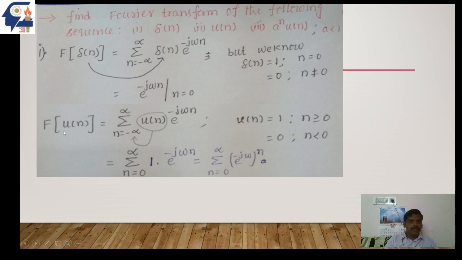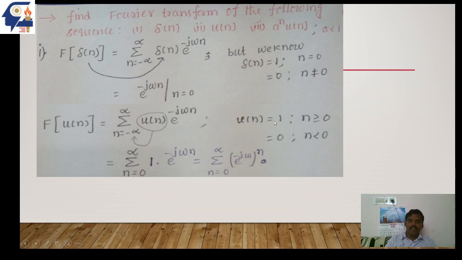Next one. Find the Fourier transform of the second one, u of n. U of n is a step sequence. So general formula: the given sequence summation n equal to minus infinity to plus infinity u of n e power minus j omega n. This u of n will decide the lower limit because n is positive. If it is plus n, it will indicate the terminating point is infinity. To find the starting point of plus n value, equate n greater than or equal to 0. That means u of n equal to 1 when the inside value is always greater than or equal to 0, otherwise its value is 0 for n less than 0.